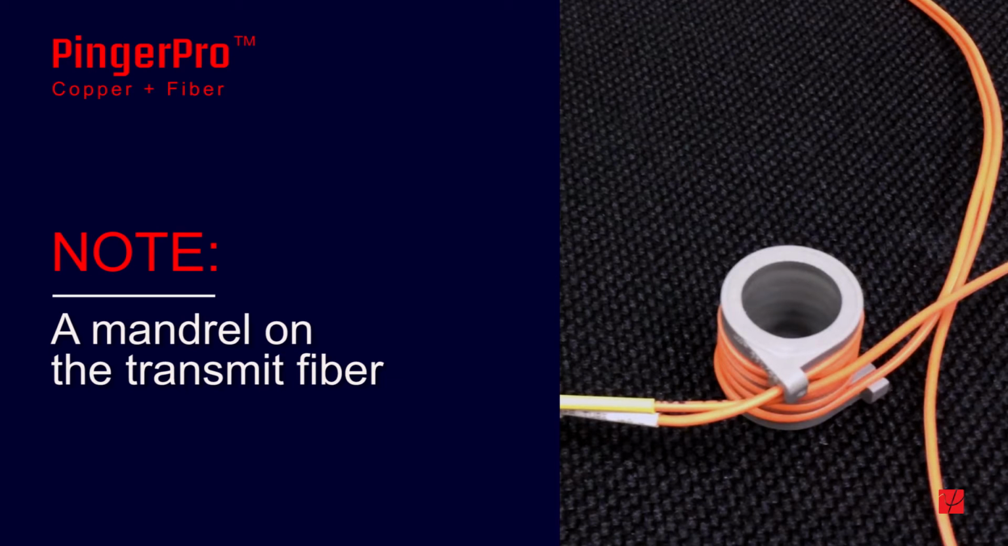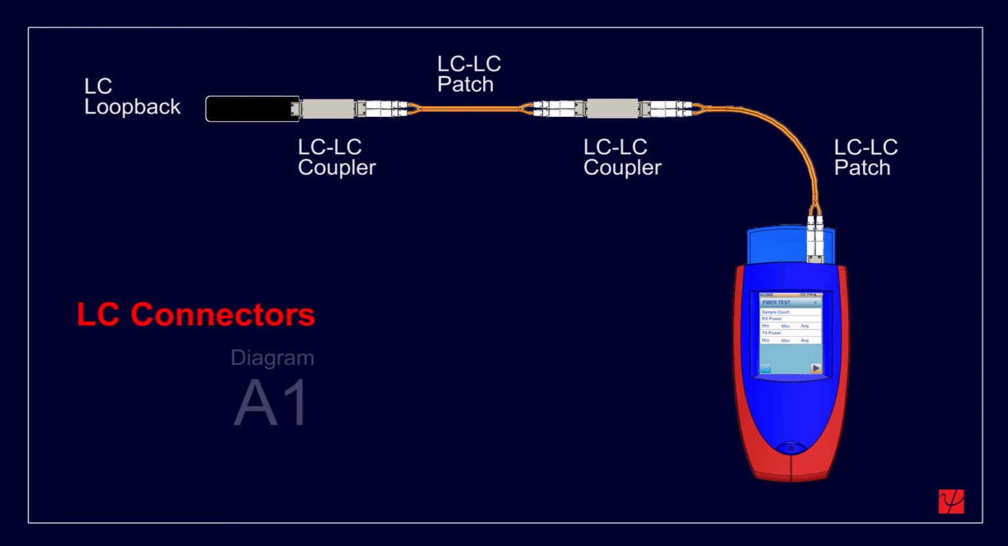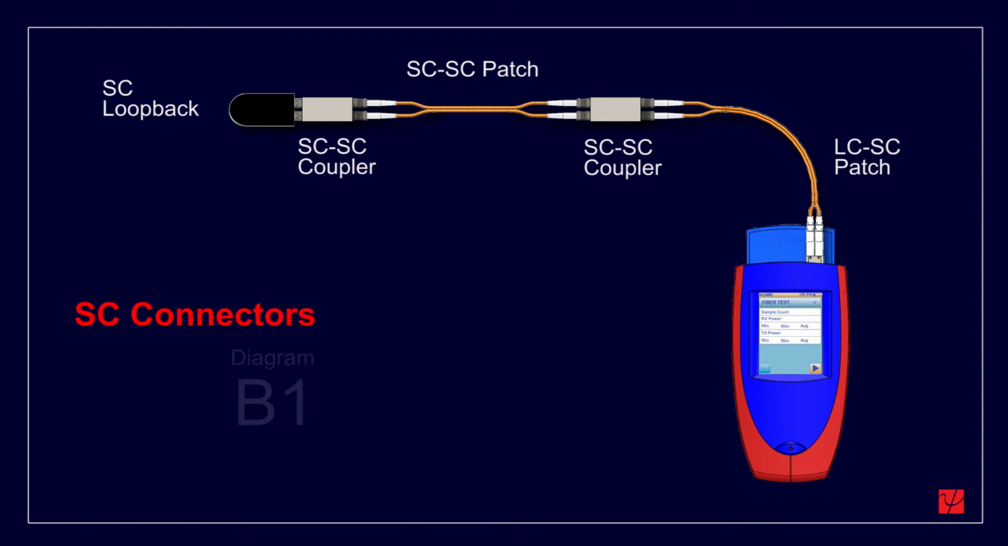In a multi-mode link, outer and inner modes of light are present in the fiber core. The mandrel allows for the outer modes to be eliminated, which better simulates an installed link environment. To set a reference for testing fiber cables with LC connectors, follow the setup as seen in diagram A1. To set a reference for testing fiber cables with SC connectors, follow the setup as seen in diagram B1.